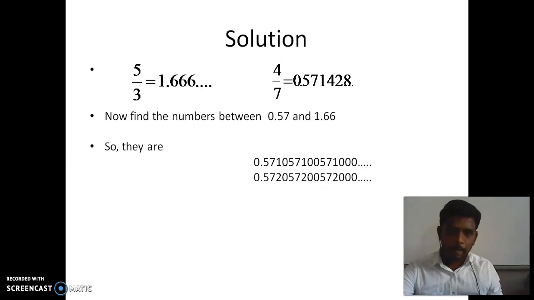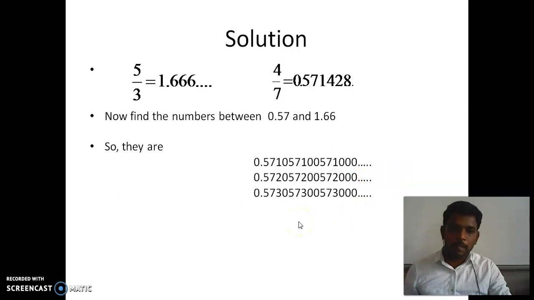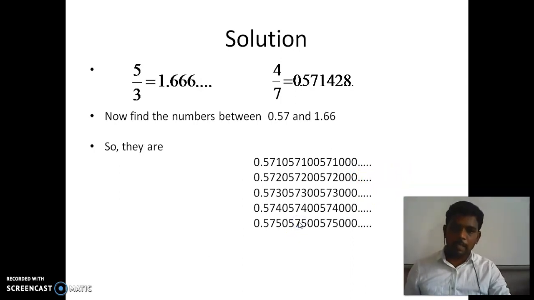So non-recurring. Next one, similarly we can write 0.5730, 57300, 57340. So likewise, and you can write 574 also, then 575 also, then 576. So you can write like this. But before writing that, keep one thing in your mind. Just check whether your example satisfies the decimal expansion of an irrational number or not. That is important.